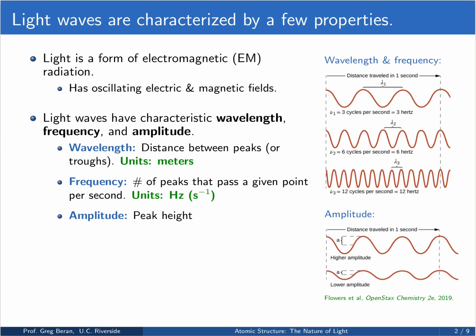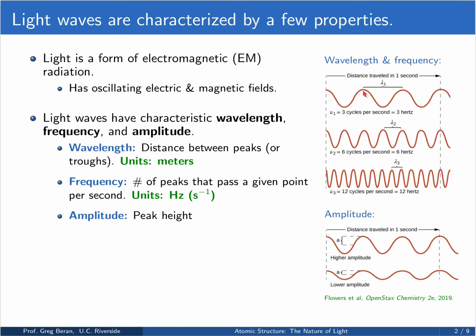Frequency is the number of peaks that pass a given point per second, so it has a unit of inverse time, typically hertz, which is inverse seconds. Amplitude refers to the peak height. So to see these, let's look at these figures over here on the right.